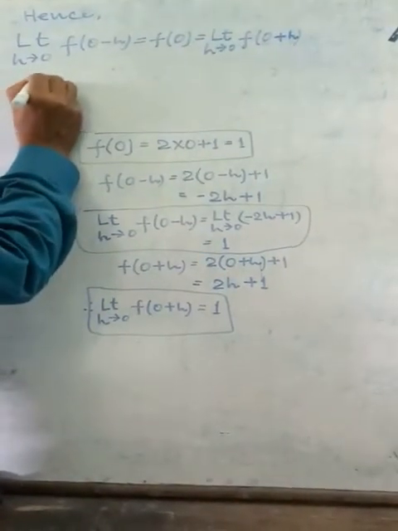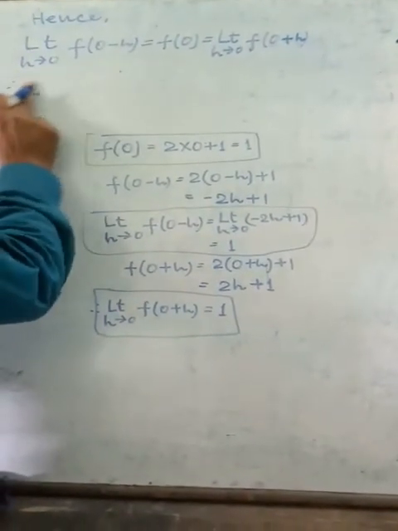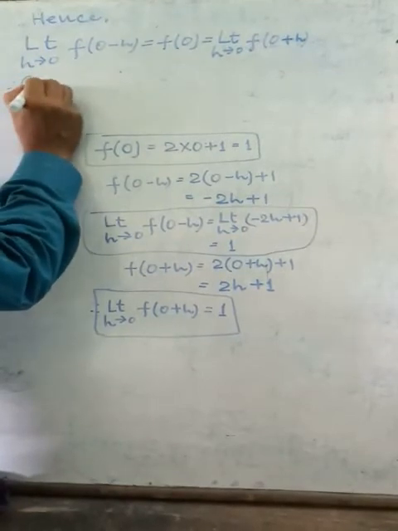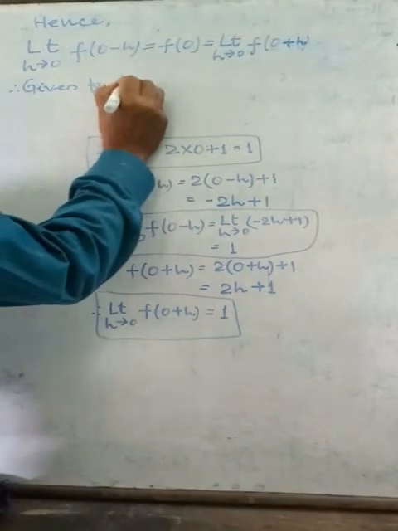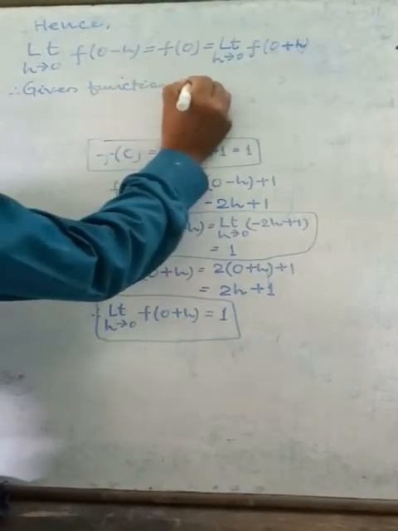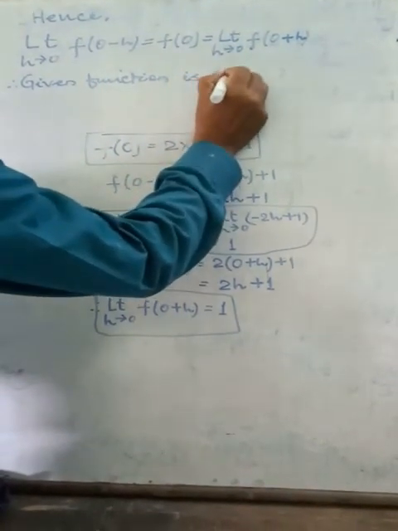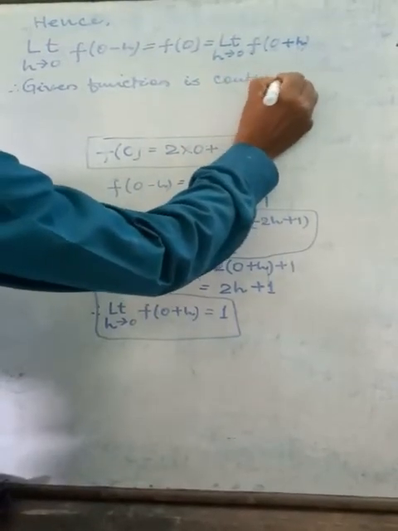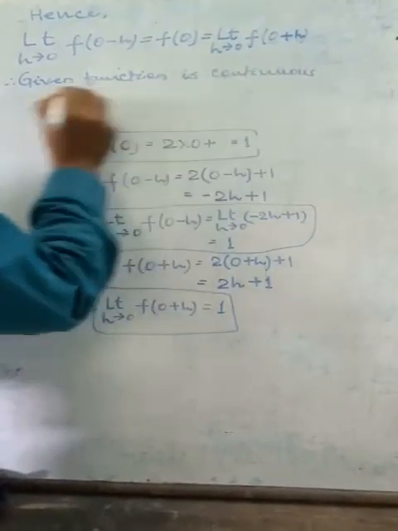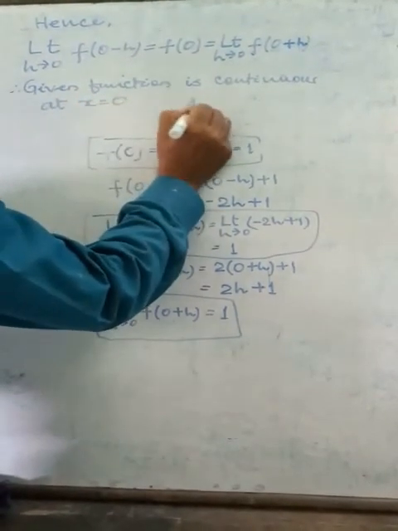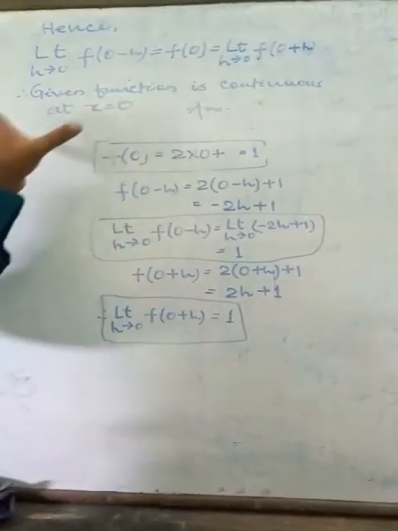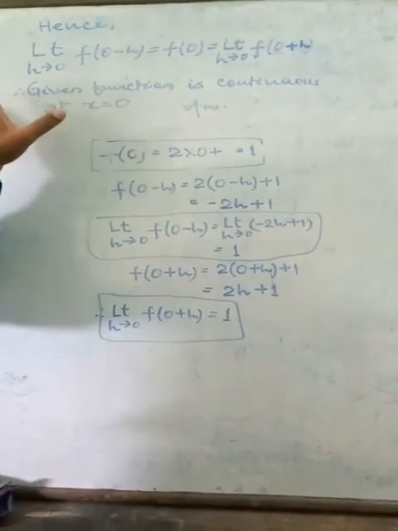Therefore the given function is continuous at x is equal to 0. This should be your result, and you have to do it like this.